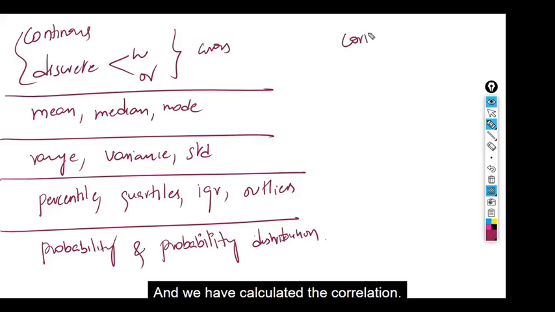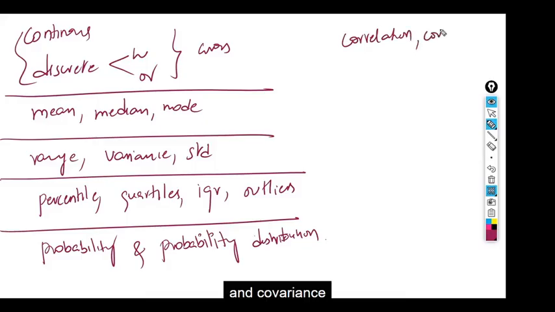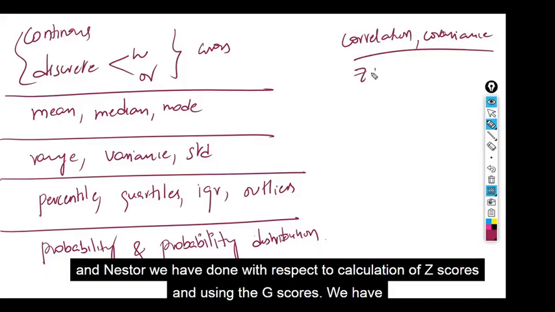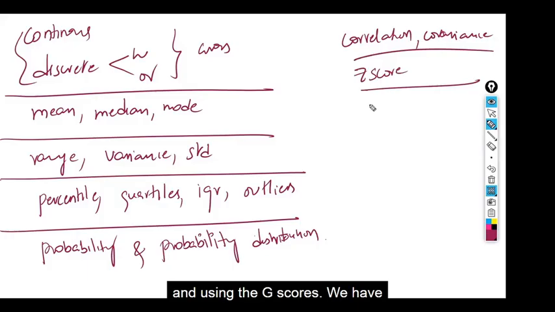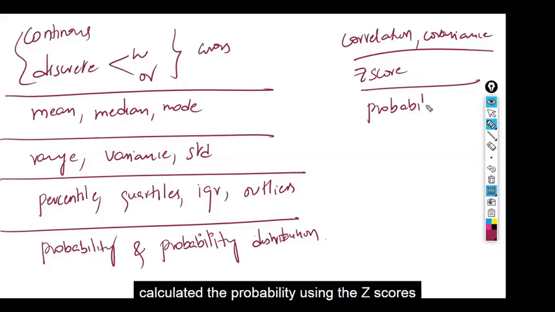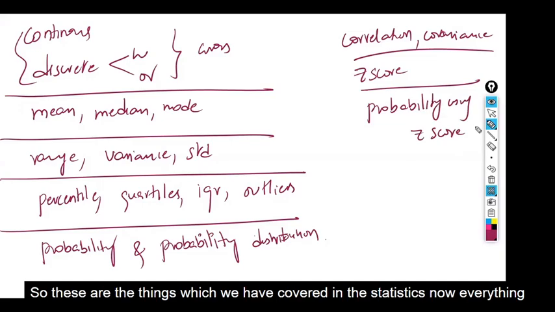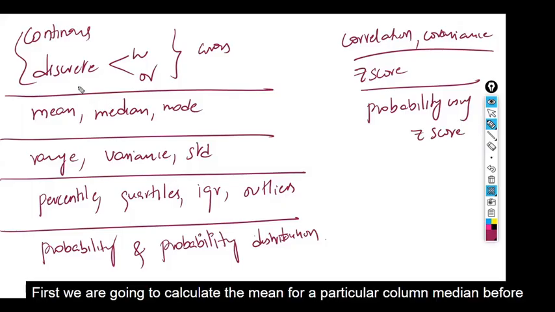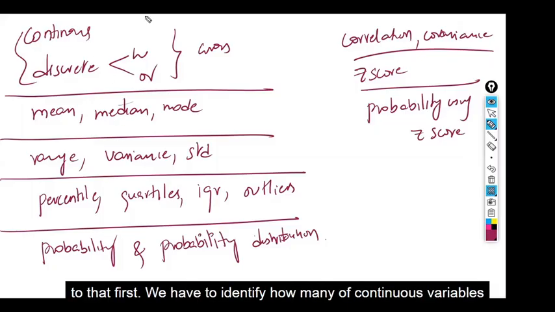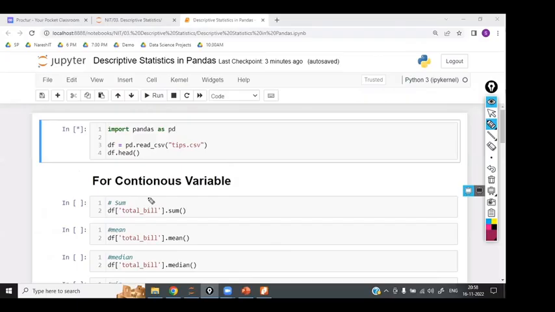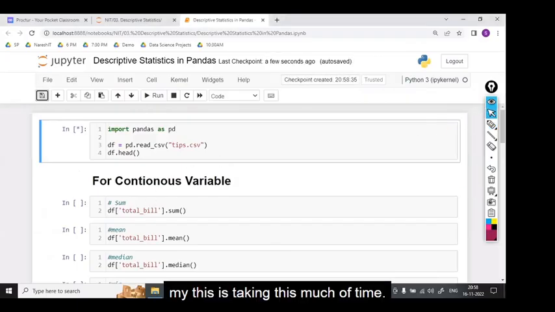And we have calculated the correlation and covariance. And next, we have done the calculation of z-scores, and using the z-scores, we have calculated the probability. Probability using z-score. So these are the things which we have covered in statistics. Now everything we are going to see in pandas. First, we are going to calculate the mean for a particular column, and the median. Before that, first we have to identify how many are continuous variables and which are discrete variables. That we have to identify clearly.